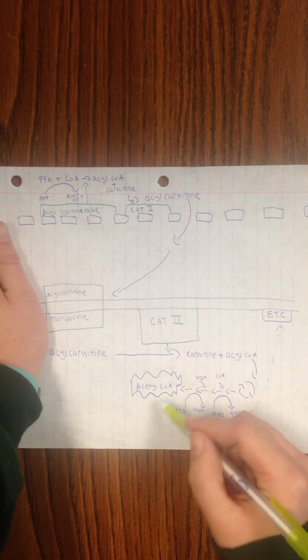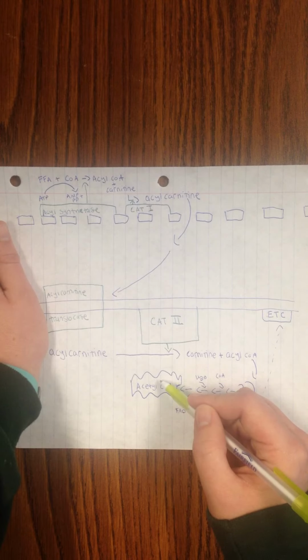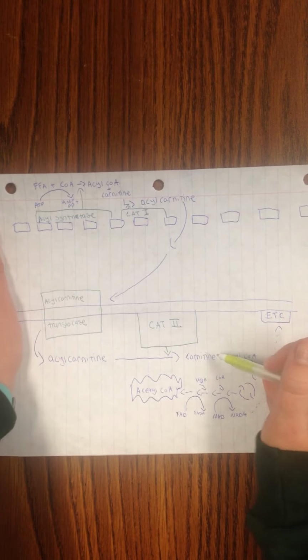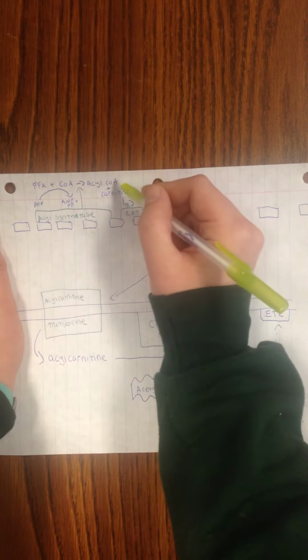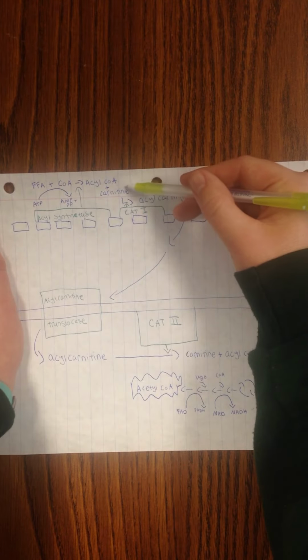So now we have acetyl-CoA, which can be taken into the Krebs cycle, and that carnitine can be taken back outside the mitochondria, where it can be recycled to start the whole process over again.